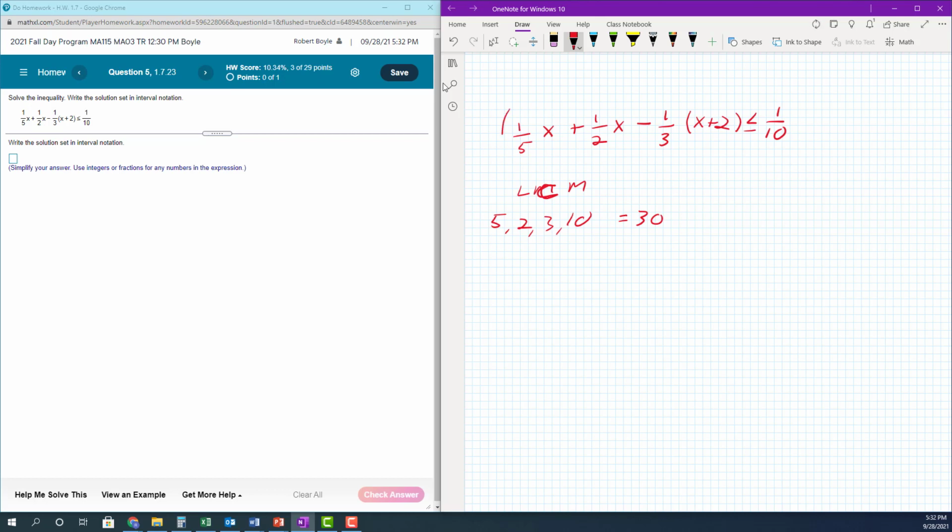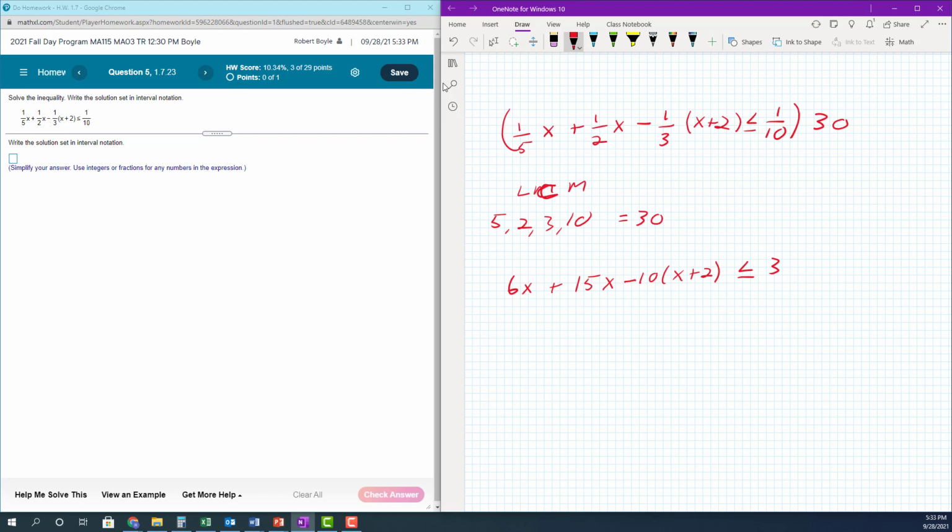That's the smallest number that has all of these as a factor. So we want to multiply this entire equation by 30. It's kind of like using the distributive property on steroids. So we'll have 30 times 1/5 x, which would be 6x, plus 30 times 1/2 x, which would be 15x, minus 30 times 1/3, which would be minus 10 times the quantity x plus 2. It's going to be less than or equal to 30 divided by 10, which is 3. So there we go. No more fractions.